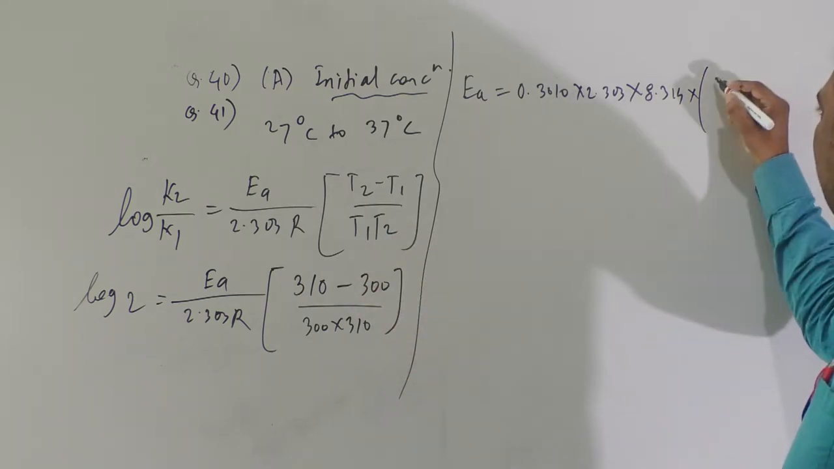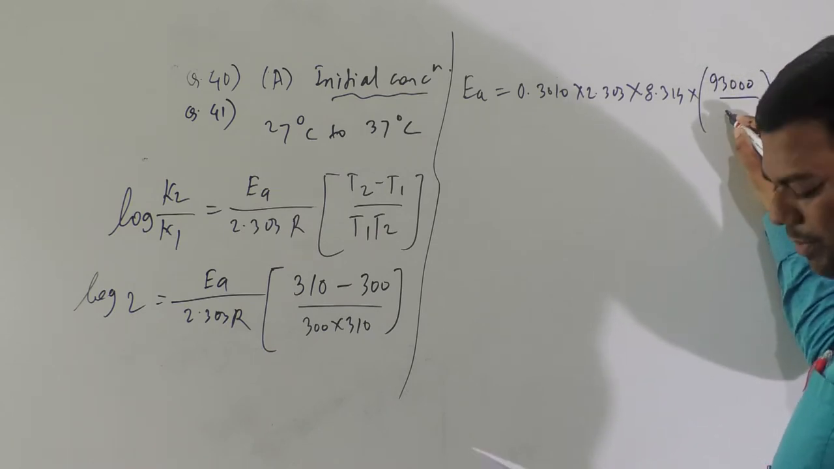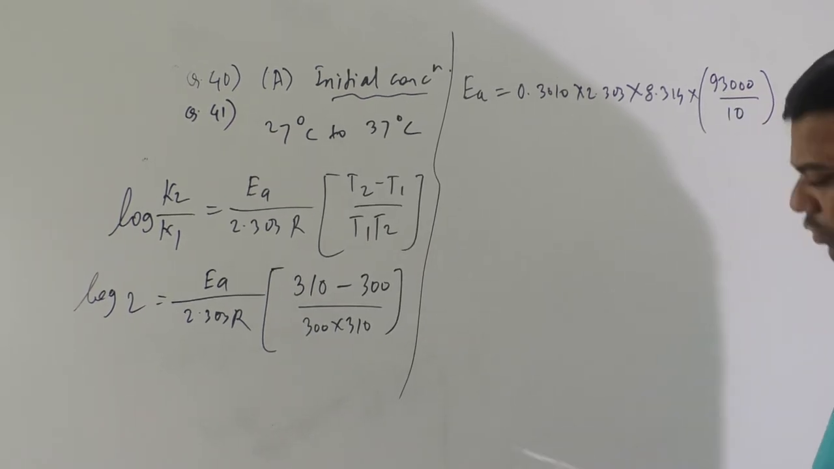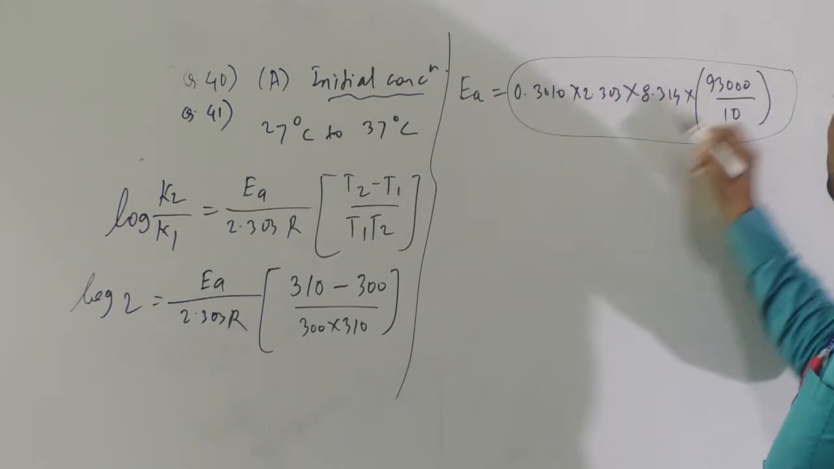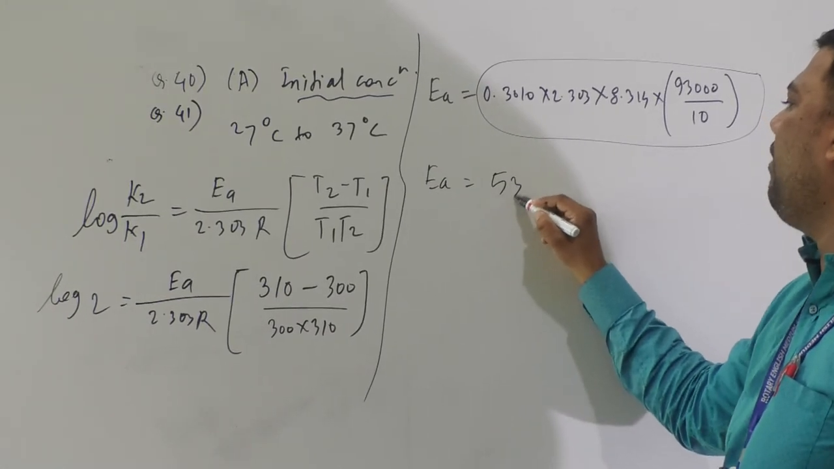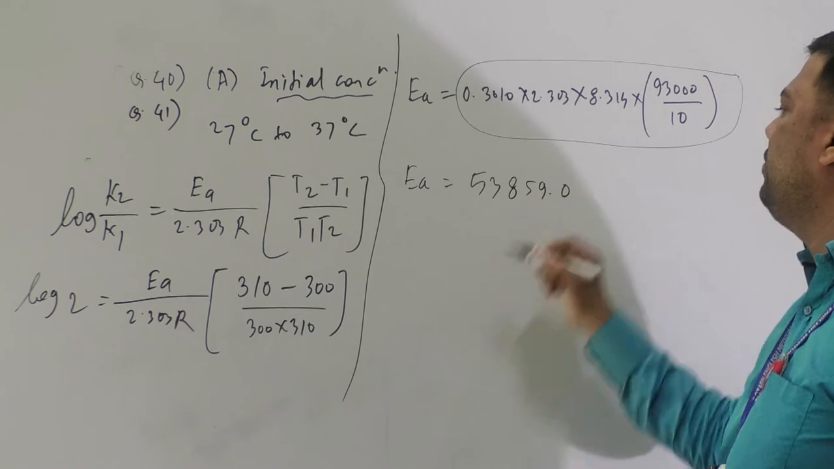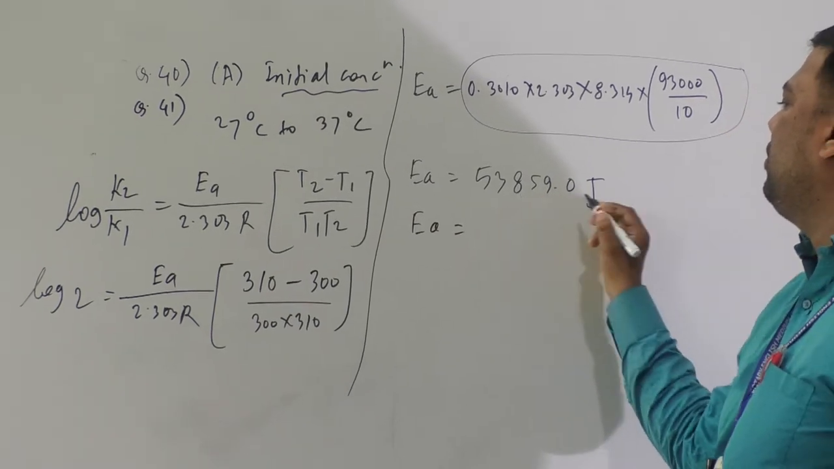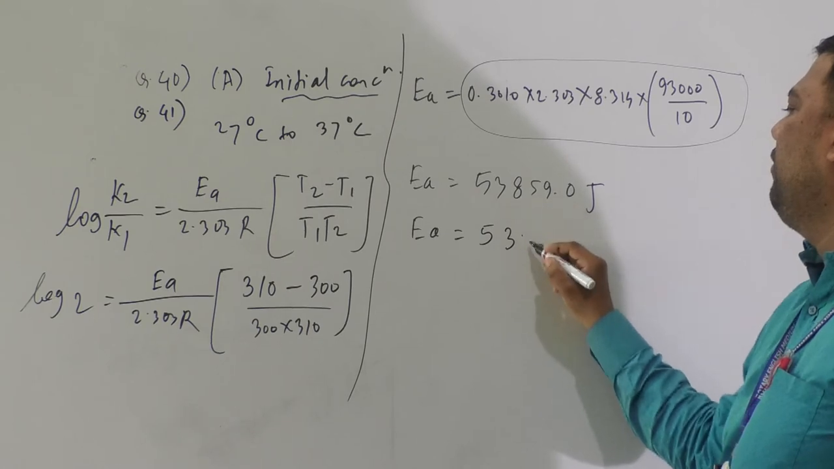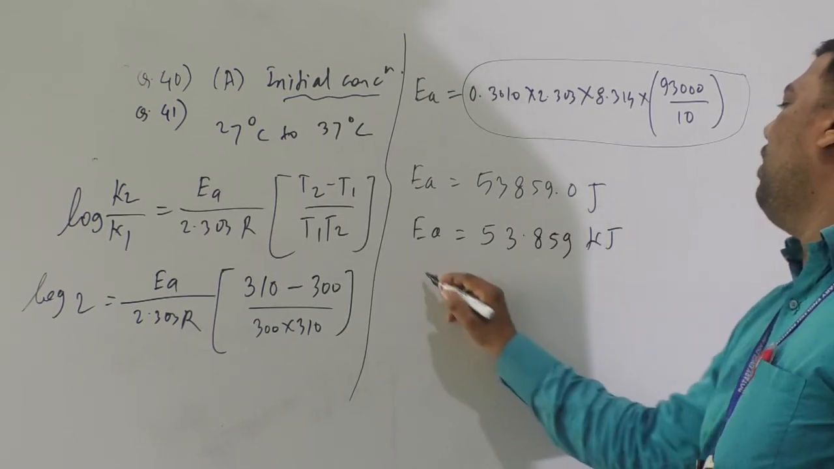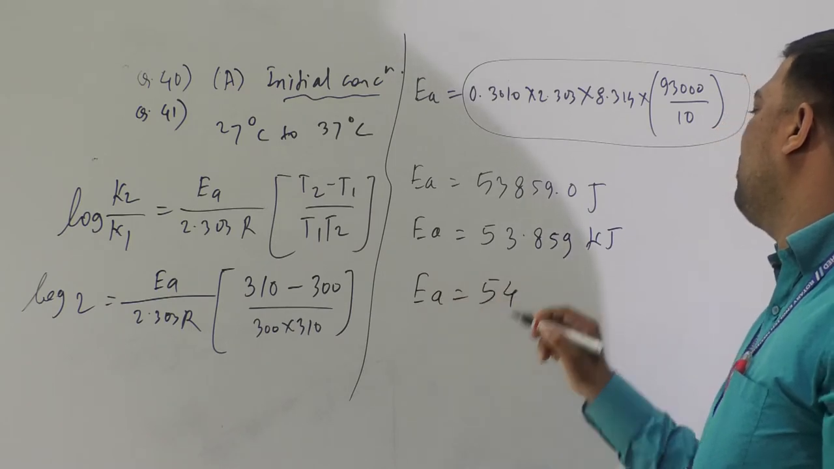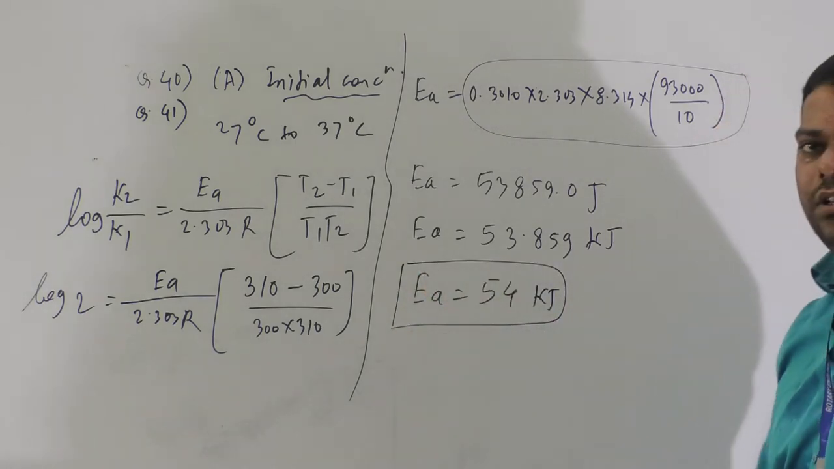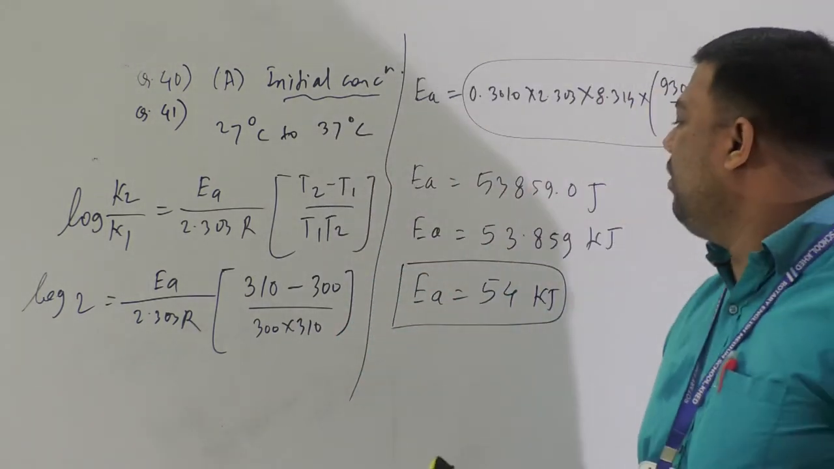Now what will happen? Reverse. So 93000 divided by T2 minus T1, 10. T2 minus T1 here is 10. Okay, so after solving this whole, you will get an answer something like this, 53859.0 joule. So Ea is equal to, in kilojoule, after two digits, 53.859 kilojoule. Or we can write here Ea is near about 54 kilojoule. So this Ea you have understood. So we have done the calculation of Ea.